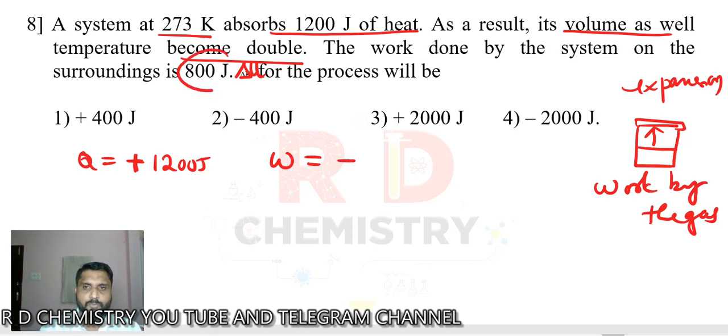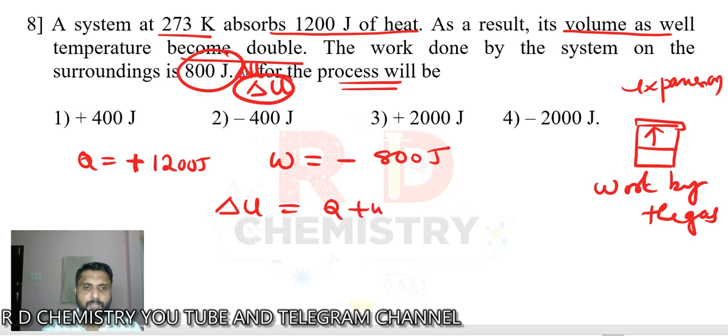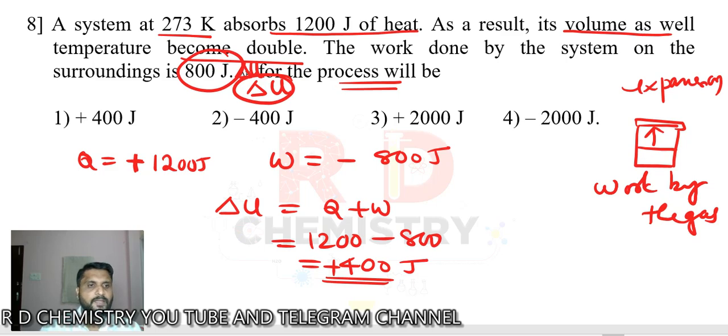So they are given how much work is done by the gas or by the system. So it is 800 joules. Then calculate delta U. Okay, internal energy change for the process. So according to first law of thermodynamics, delta U is equal to Q plus W. Correct? So 1200 minus 800, that will be equal to 400 joule. See, plus sign, positive number. So answer is equal to option number 1. Right?